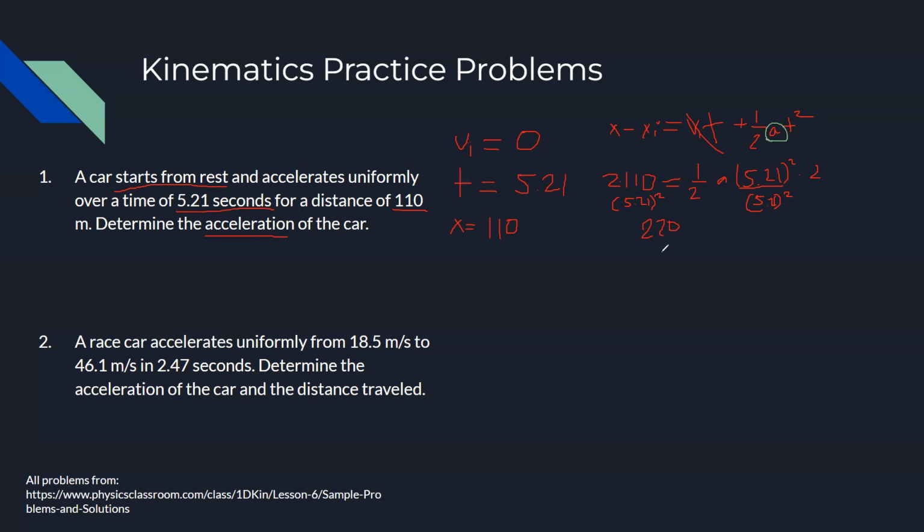So, okay. So now 220 divided by 5.21 squared equals 8.10 meters per second squared. And this didn't account for sig figs. So that's the acceleration of the car, 8.1 meters per second squared.